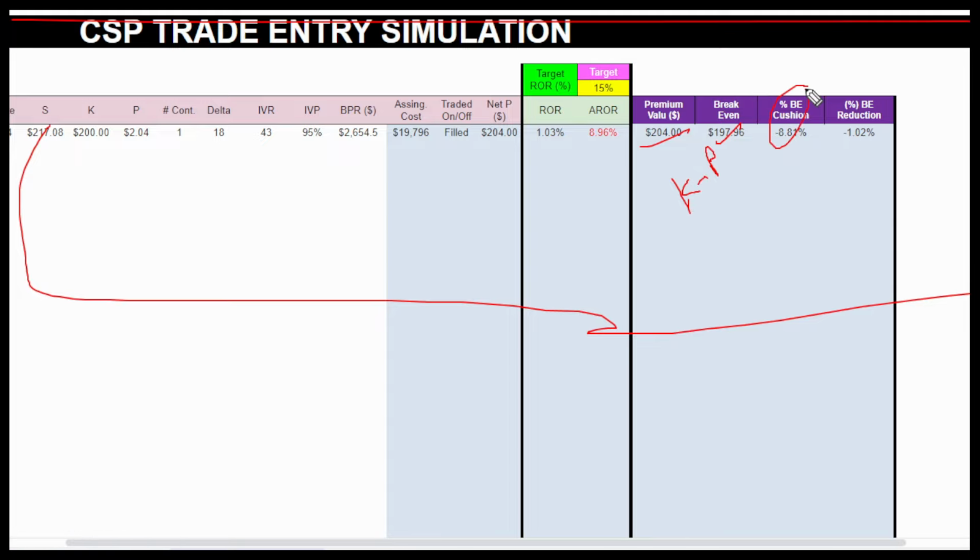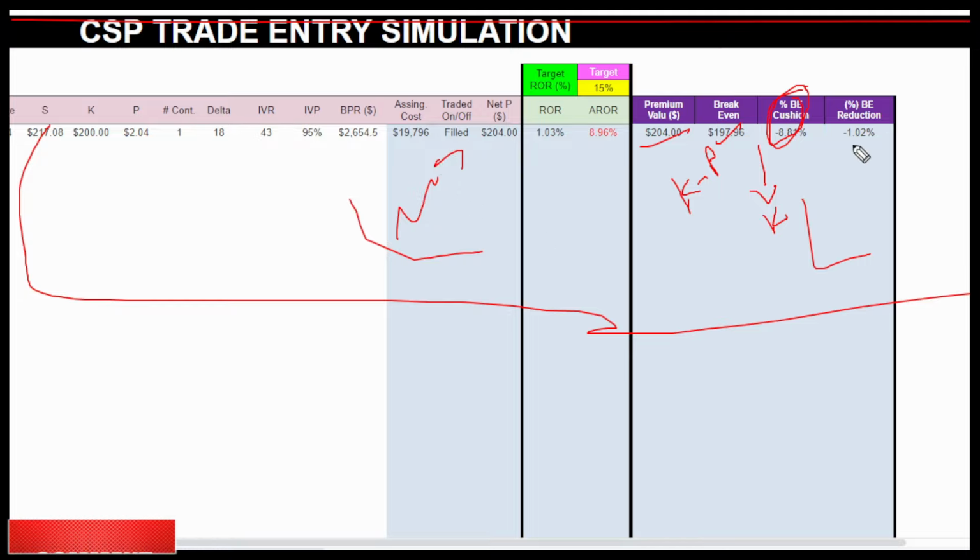This is the cushion. The cushion means how much the stock has to drop from 217 all the way down to our strike price. It has to drop 8.8%. It's not bad for the IWM trading pretty much at the all-time high. That's not too bad, okay? And of course, 1.2% in terms of reduction of the strike price, which is 200 minus this premium here, okay?